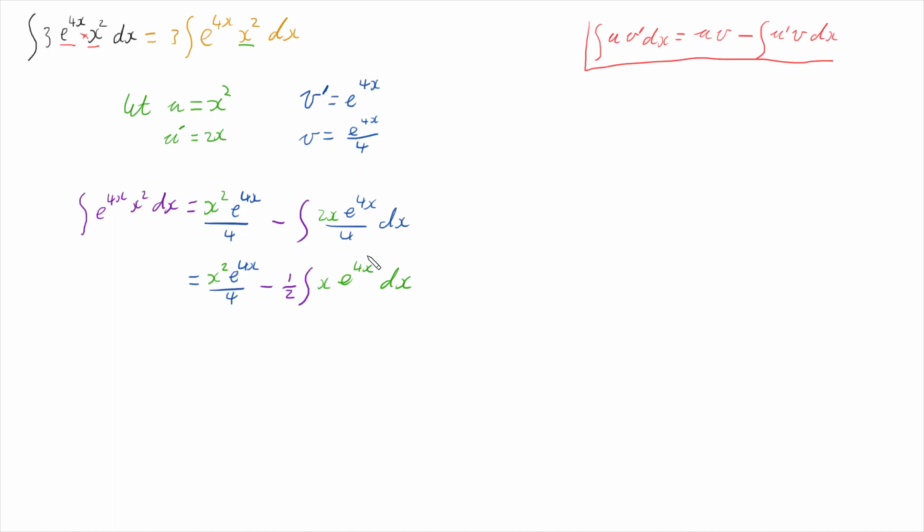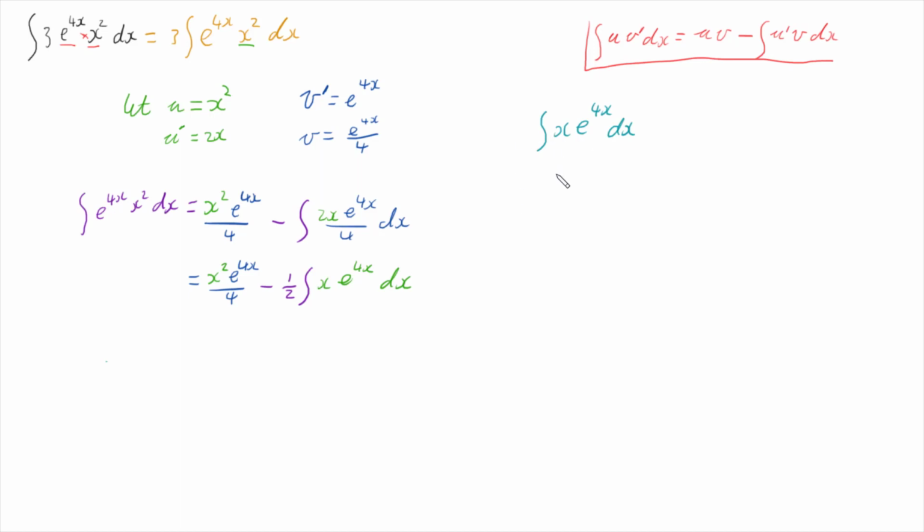Now the problem with this integral is it's still a product of two functions. I still have x, which is a function, times e to the 4x, another function, which means that I now need to work out temporarily this other integral, the integral of x e to the 4x dx using another integration by parts.